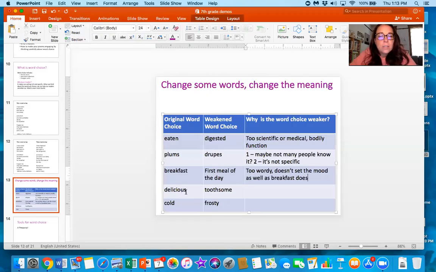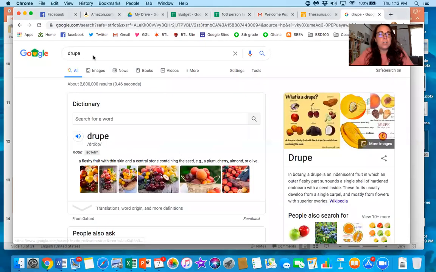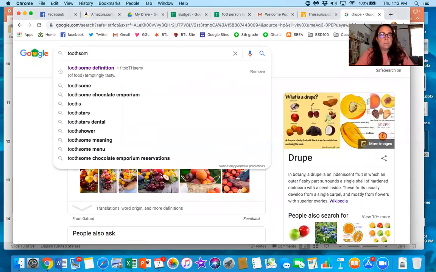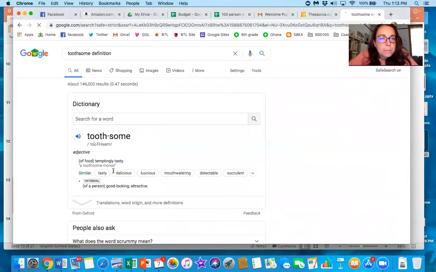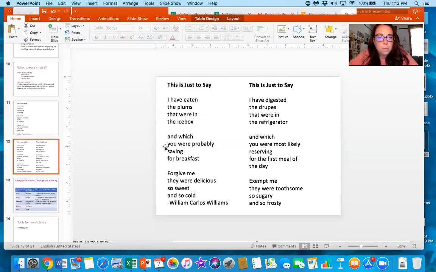Okay, the next one, delicious and toothsome. Okay, already I know what delicious is. Obviously, things that are delicious are so, so tasty. Let's look up and see the definition of toothsome. And we see it means temptingly tasty. Okay, now let's go and look at the poem.